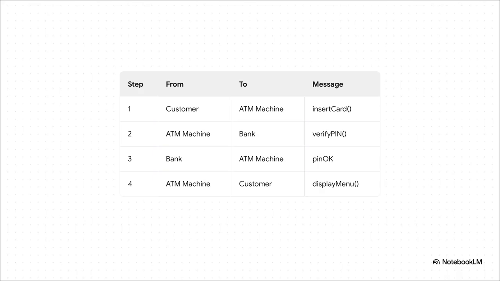Let's go back to our ATM. You'd see the customer lifeline send an insert card message to the ATM lifeline. The ATM would then shoot a verify PIN message over to the bank lifeline. The bank replies, and so on, just step by step by step down the page. There is zero ambiguity about the sequence of events.